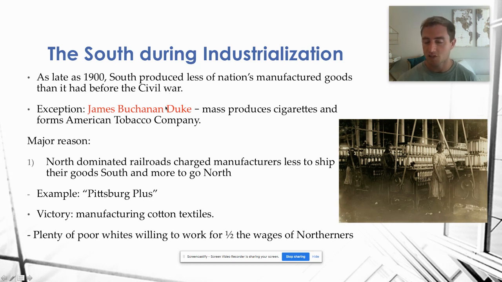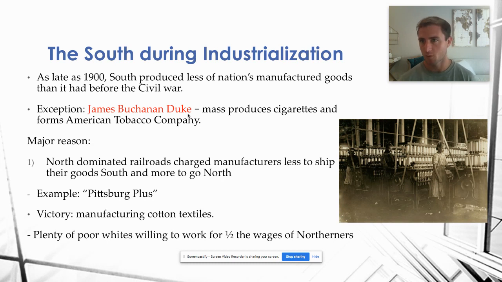There are some exceptions. James Buchanan Duke makes a fortune in the cigarette industry, which makes a lot of sense. He's from North Carolina, and because there's the tobacco industry in the Chesapeake region, there's a lot of tobacco and therefore mass producing cigarettes. He is going to donate his money to a college, which of course becomes Duke.